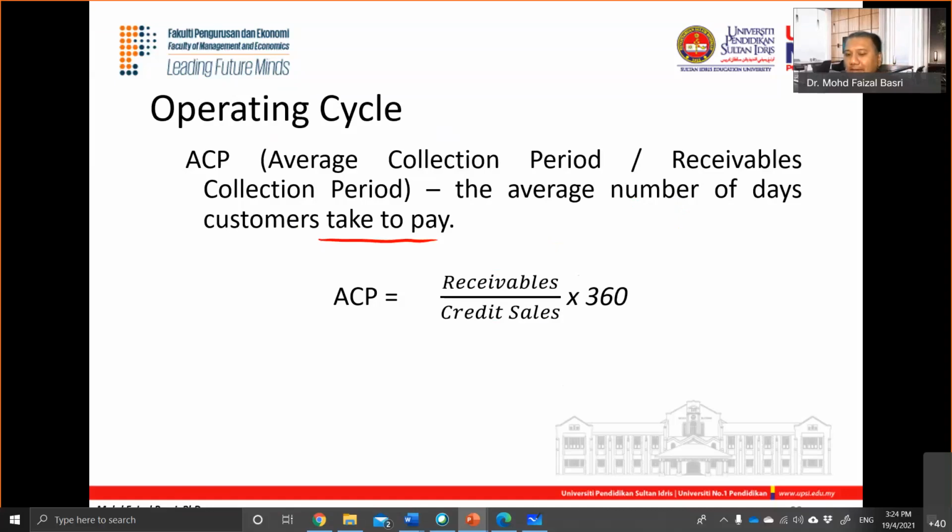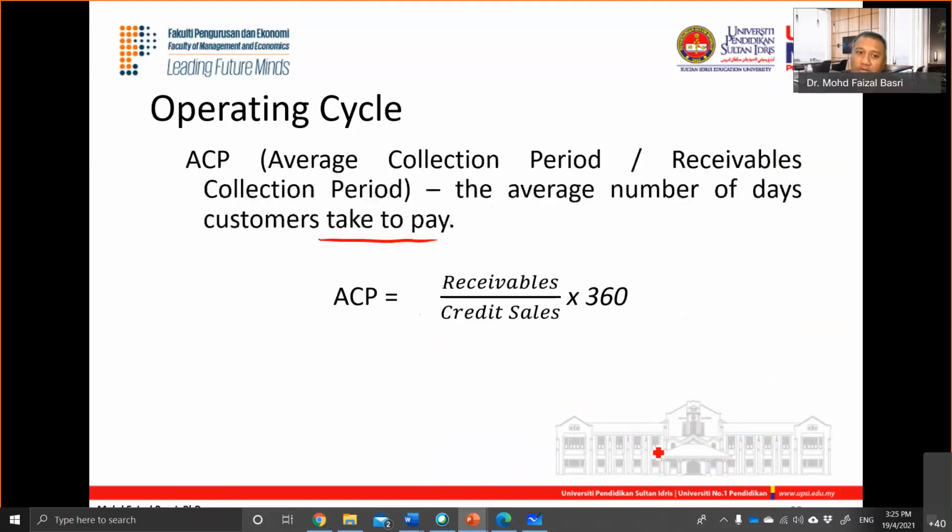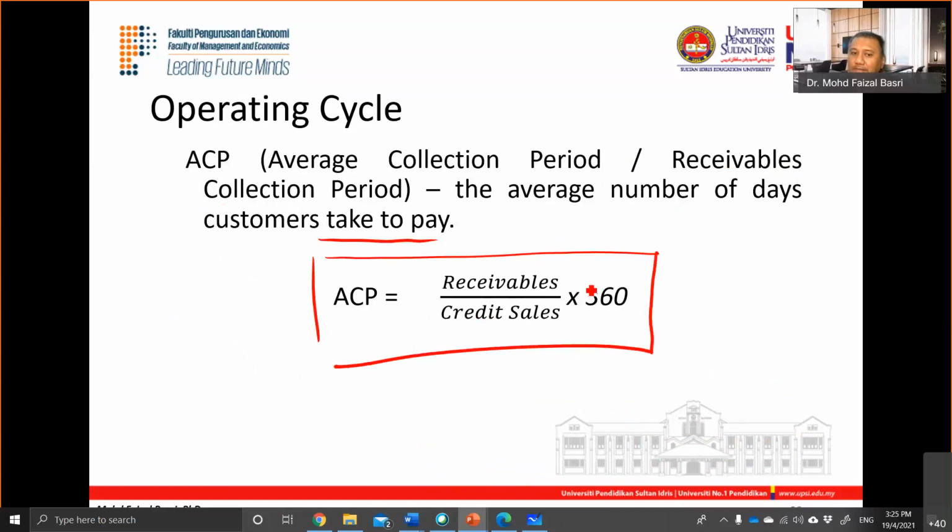So similar to AEI, you can find the ACP by calculating based on 2 dates if they give you 2 dates, or you can use this formula for ACP, which we've learned before. It's based on account receivables. But for cash cycle, we're going to focus on credit sales.